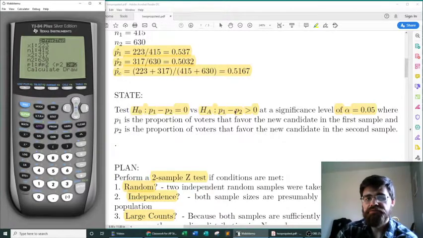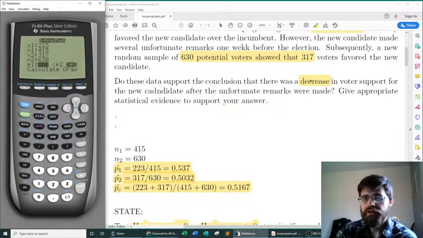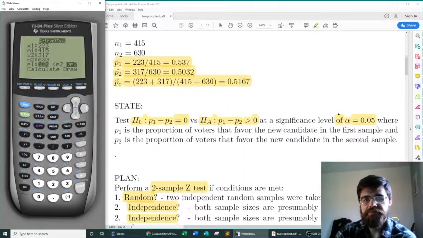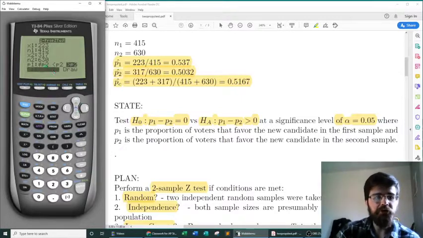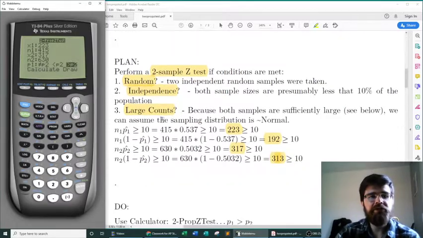But in this situation, it's a little bit different. We're looking for a decrease in voters. So we're actually saying something like this, that P1 is bigger than P2. So be careful, make sure you've set your alternative hypothesis to the correct condition. Okay, now we can go ahead and calculate this.